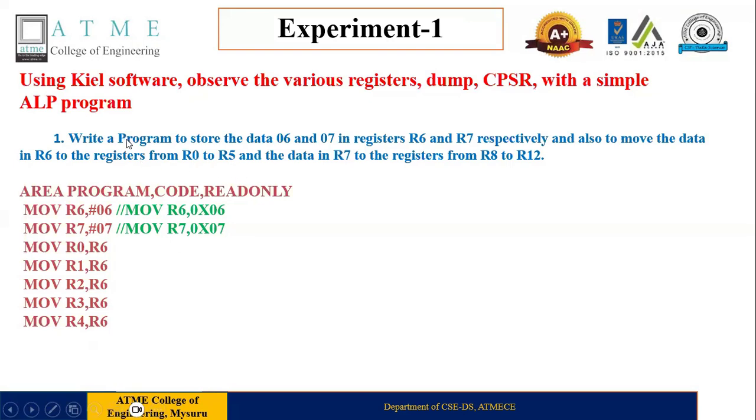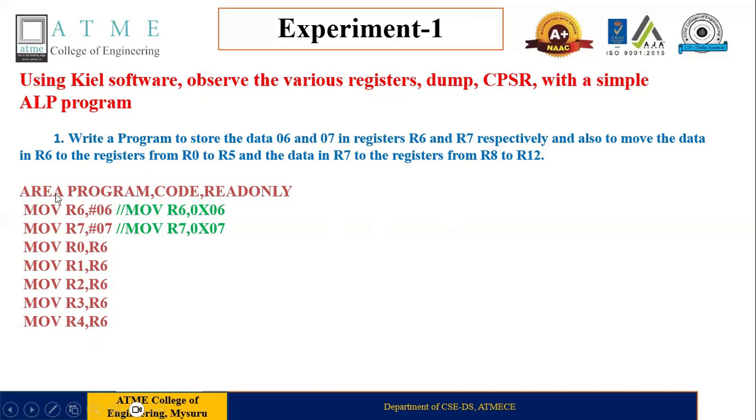Before that, we can see an assembly-level program to store the data 6 and 7 in registers R6 and R7 respectively, and also move the data 6 to various registers from R0 to R5, and the data in R7 will be moved to R8 to R10.